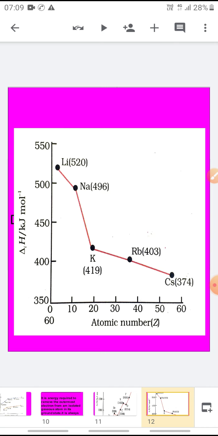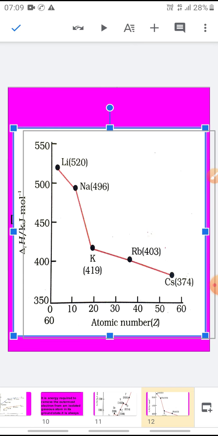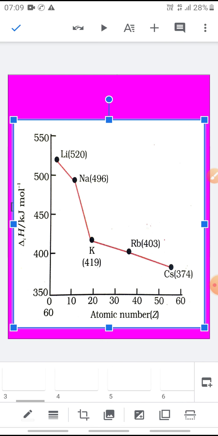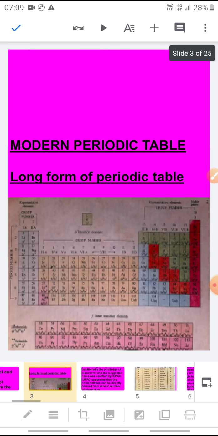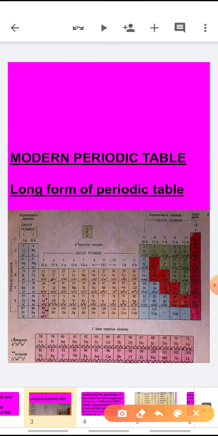Now, we have done 2 of the trends. The first was atomic radii and the second is ionization enthalpy. Now, how they are varying, let us see in the periodic table. First, talking about the size or the atomic radii. From left to right, the atomic radii decreases. From top to bottom, the atomic radii increases.